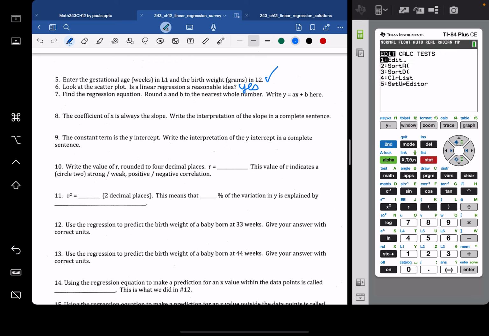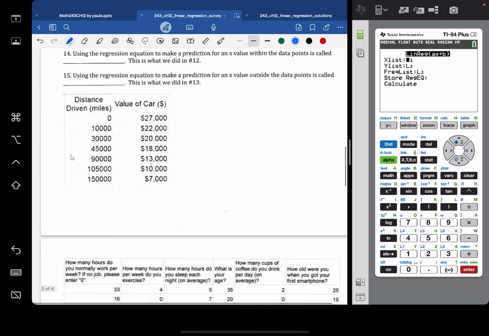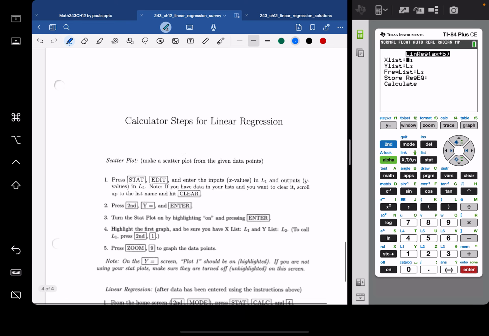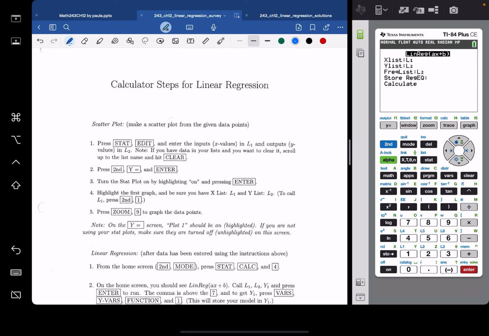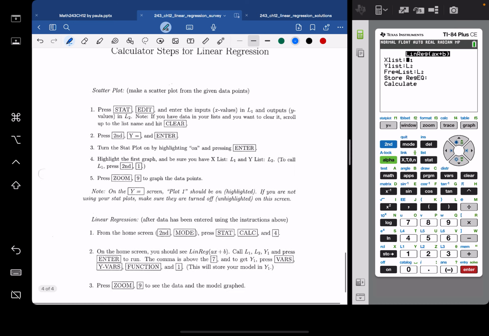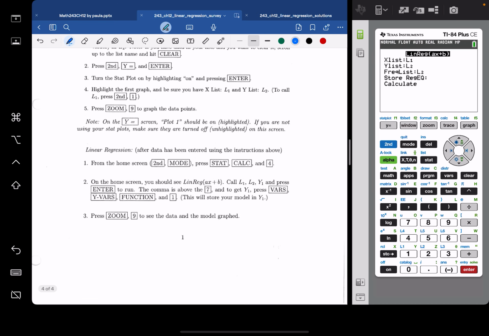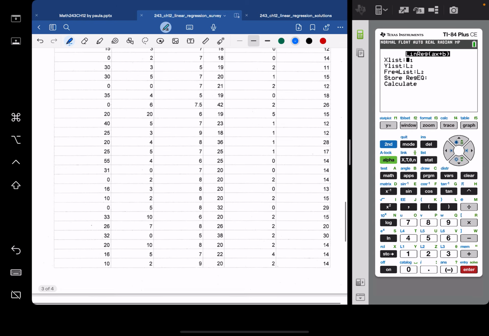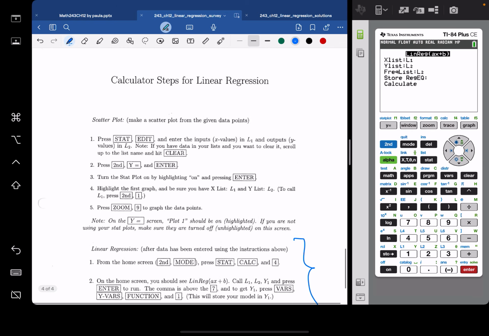Stat, calc, linreg, enter. I think I have these instructions here. This is on the 4th page of the notes sheet. So this is the scatter plot instructions, and then here are the linear regression instructions. So this will help you later if you forget how to do the process. Well, I guess I can keep this handy here for now.